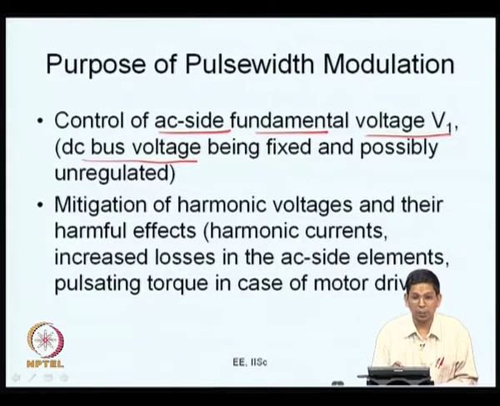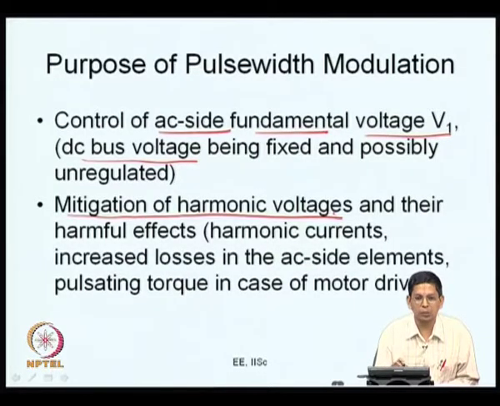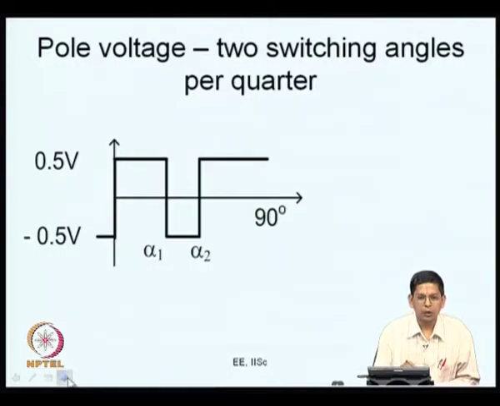Apart from controlling the fundamental voltage, there are several other harmonic voltages which we might not want, but still they exist. We cannot totally avoid them, but we try to reduce those harmonic voltages or mitigate their harmful side effects. These are the 2 main purposes of pulse width modulation, as we have seen earlier. If you look at a square wave, you cannot control the fundamental voltage. With just one switching angle per quarter cycle, you can control the fundamental voltage, but you cannot influence the harmonics.